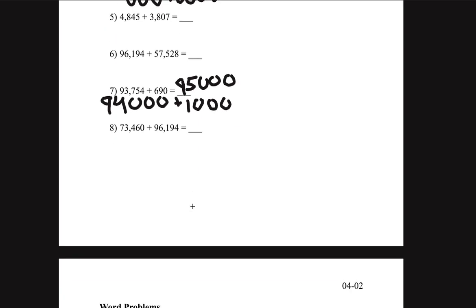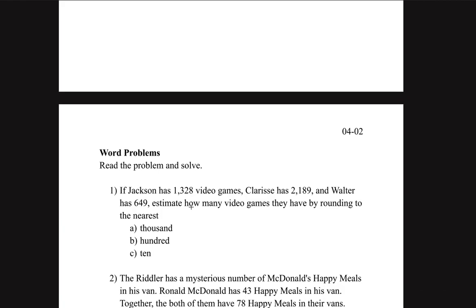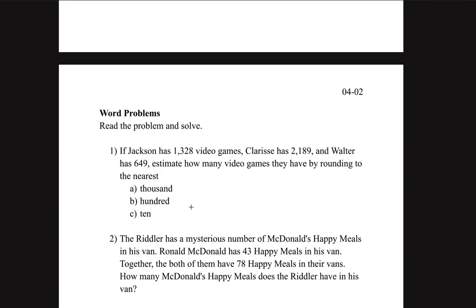Then we're going to move on to some word problems now. If Jackson has 1,328 video games and Clarice has 2,189 and Walter has 649, estimate how many video games they have, rounding to the nearest thousands, hundreds, and then tens.